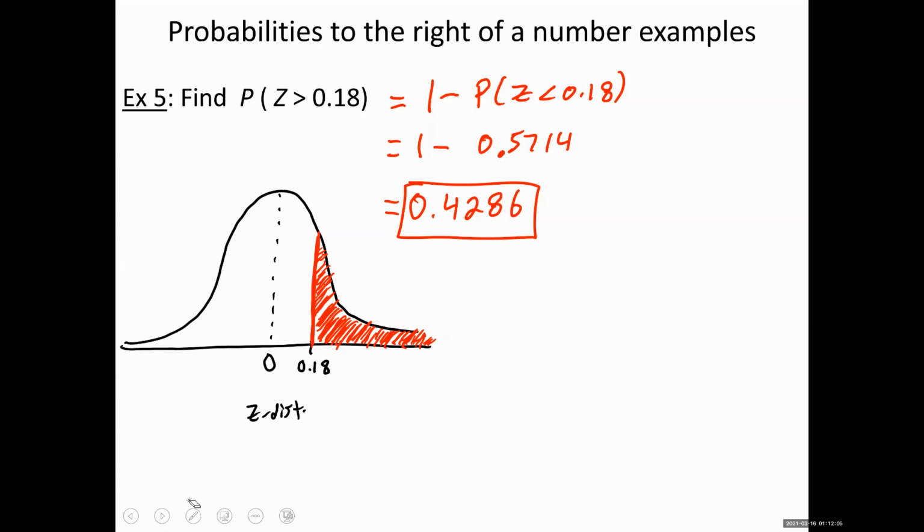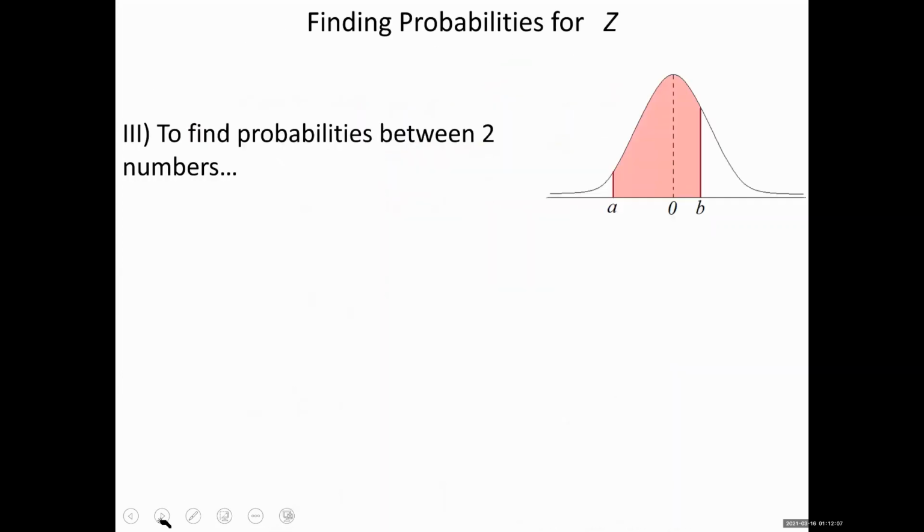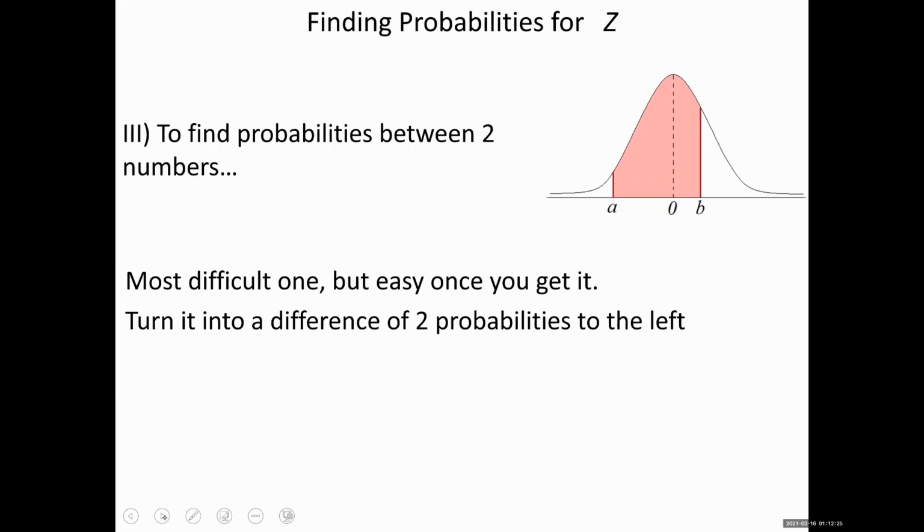So the third type now, how do you find the area between 2 numbers? Okay. That's the hardest one, but it's still not hard. I'm basically going to give you another formula to memorize. If you memorize the formula, you're great. But before we memorize it, I want to show you where it comes from so it makes sense to you. Okay, so to find probability between 2 numbers, what are you going to do? It's the most difficult one, but it's easy still. They're all easy once you get it. You're going to turn it into a difference in 2 probabilities to the left.